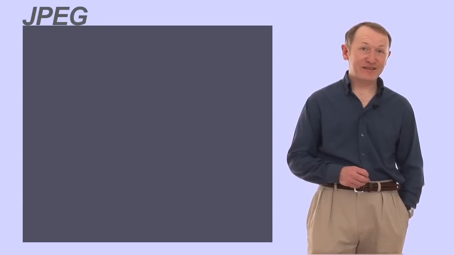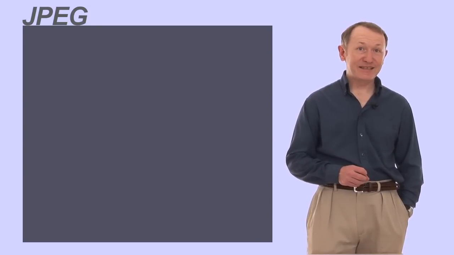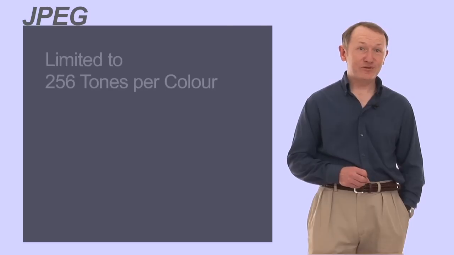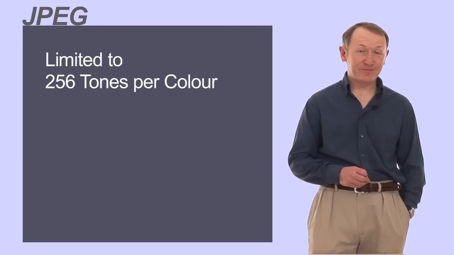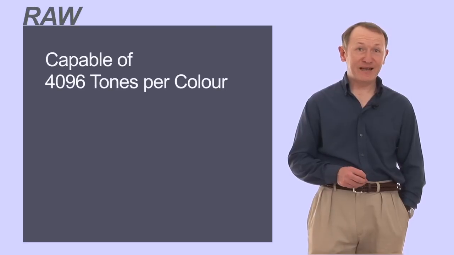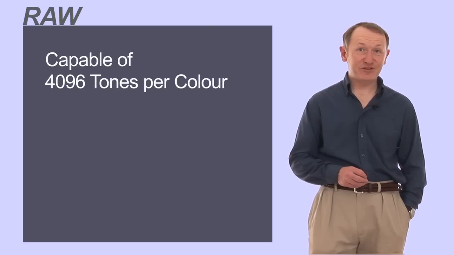One of the major disadvantages of a JPEG file is that the file can only support 256 different tones of colour, whereas most digital cameras now record over 4,000 different tones. A RAW file, therefore, can have all 4,096 different tones, but the JPEG only has 256.